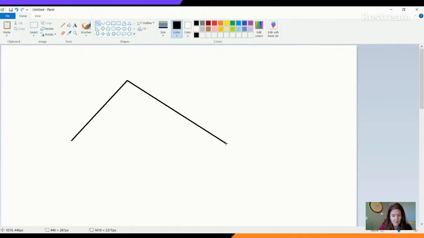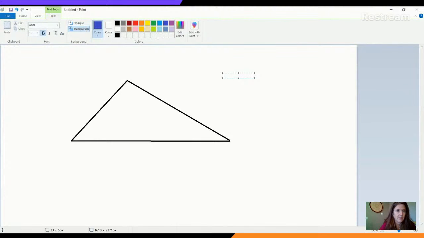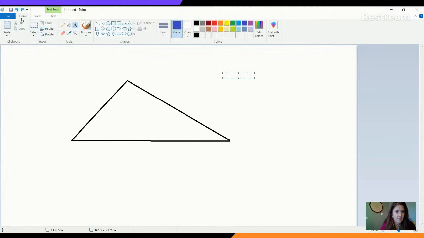We're going to continue that pattern, and I'm going to draw a triangle. The new term we're going to learn for the next center of the triangle is something called the median. Hold on, give me a second. There we go. So we're going to talk about finding the medians of triangles.